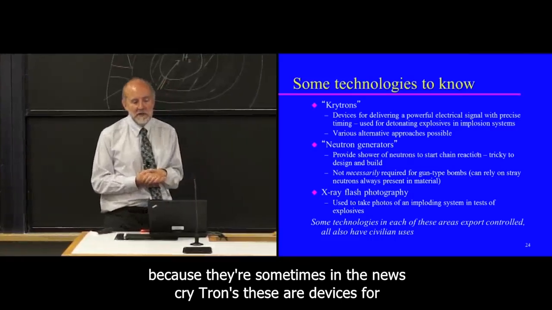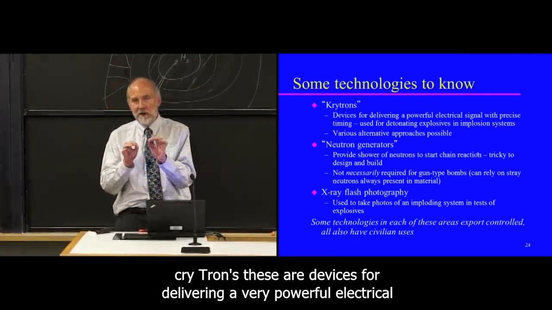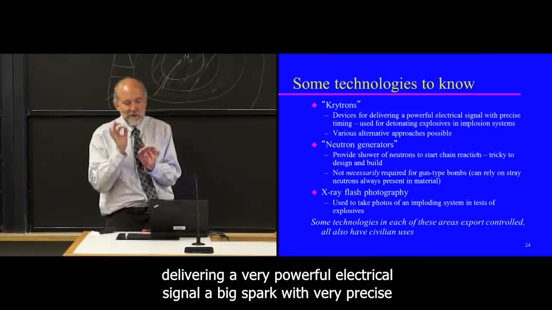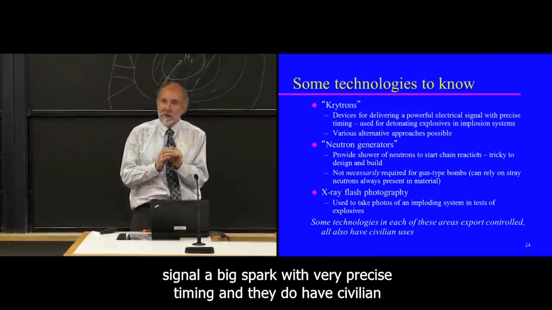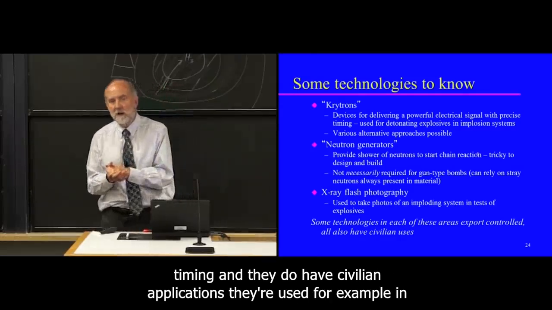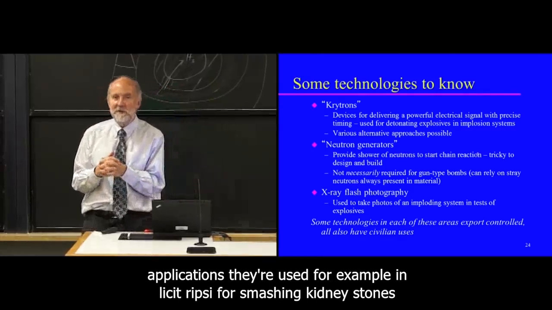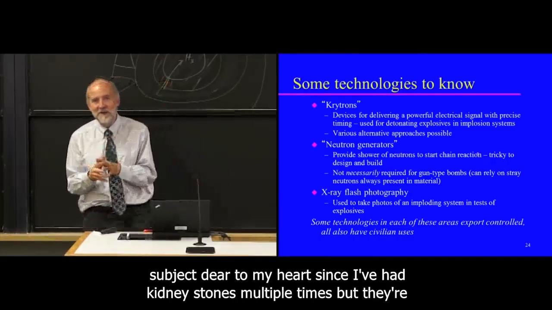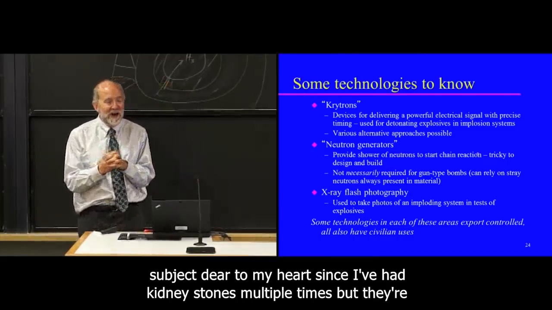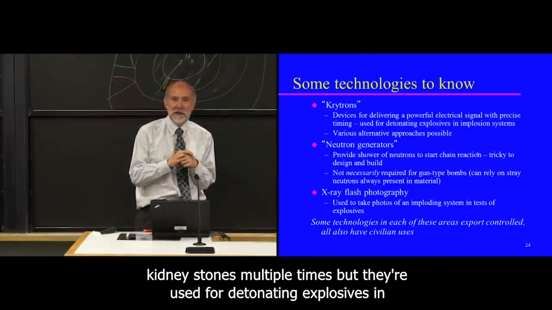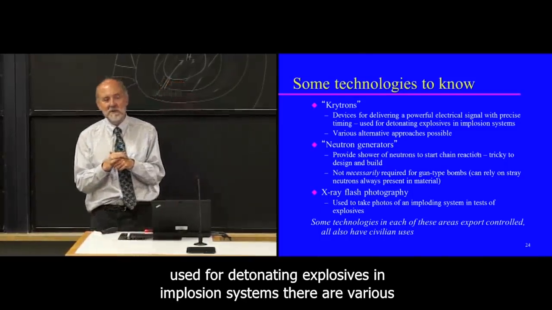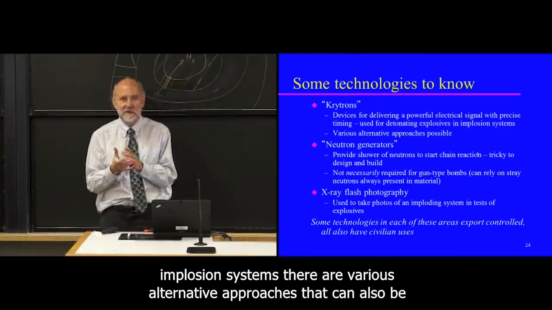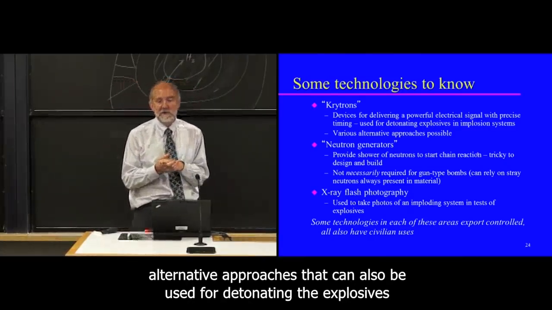Krytrons. These are devices for delivering a very powerful electrical signal, a big spark, with very precise timing. And they do have civilian applications. They're used, for example, in lithotripsy for smashing kidney stones, a subject dear to my heart since I've had kidney stones multiple times. But they're used for detonating explosives in implosion systems. There are various alternative approaches that can also be used for detonating the explosives.